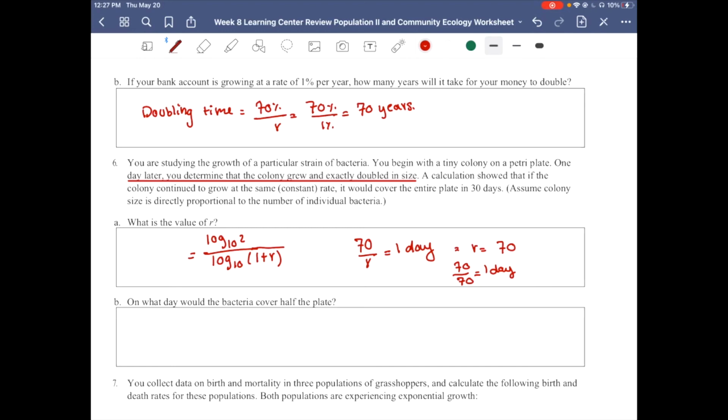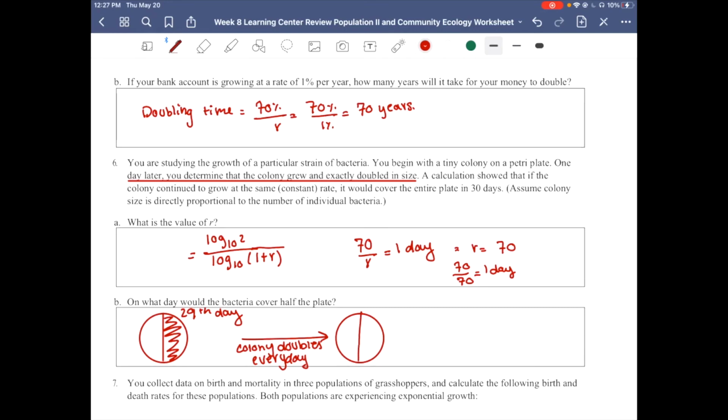So another way to think about it is if you have this and it's covered, and this is going to be on the 29th day. And the question tells us that the colony doubles every day. So if we double that 29th Petri dish day, we're going to get exactly a whole plate. And this is going to be 30th day.